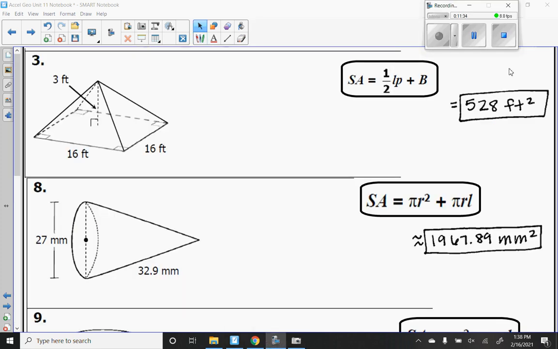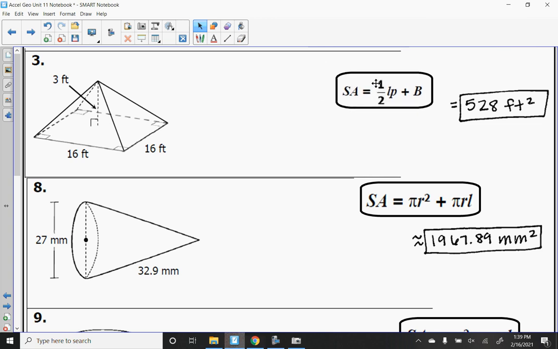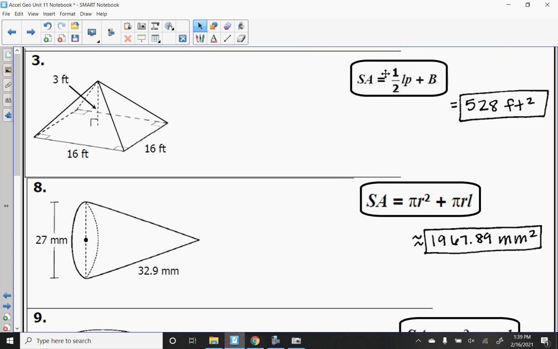All right, so I went ahead and went to the next page in the packet, and I copied our formula once again right here for the pyramid. Now I want to show you the difference on this pyramid versus the one we just did, and recognizing the slanted height. L is the first one we need. Now the slanted height is not 3. The slanted height has to hit the edge.